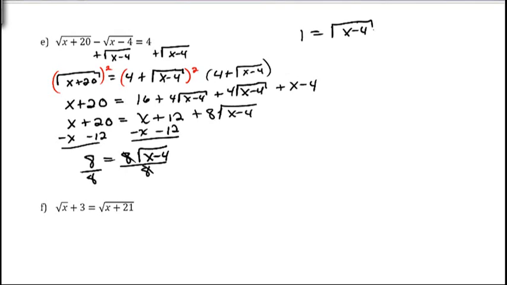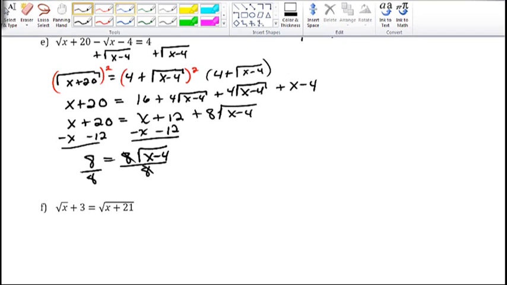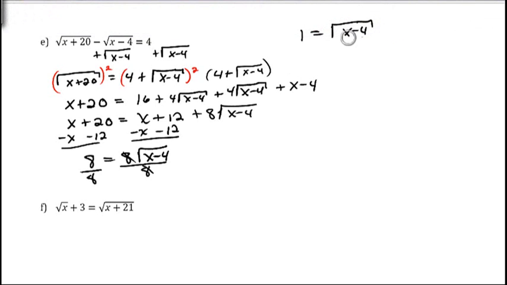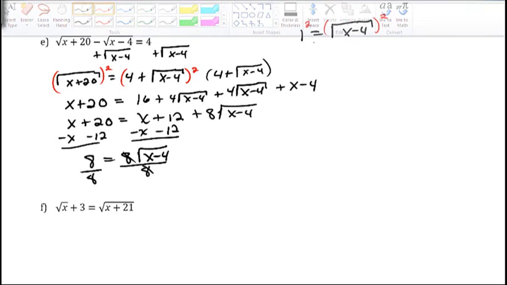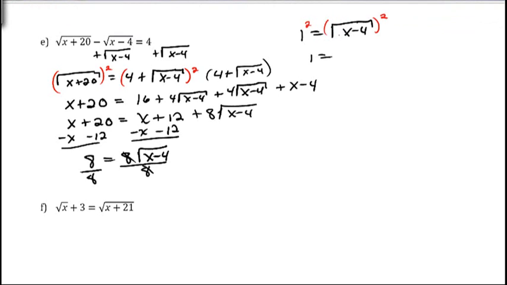You don't need to do that. You'll still end up with the correct answer if you don't. This just makes your numbers a little bit smaller. So now I have a single square root by itself, and so I'm going to have to square both sides again to get rid of that square root. 1 squared is 1, and the square root and the squaring cancel each other out, so I'm left with x minus 4, and then we add 4 to both sides, giving me x equals 5.